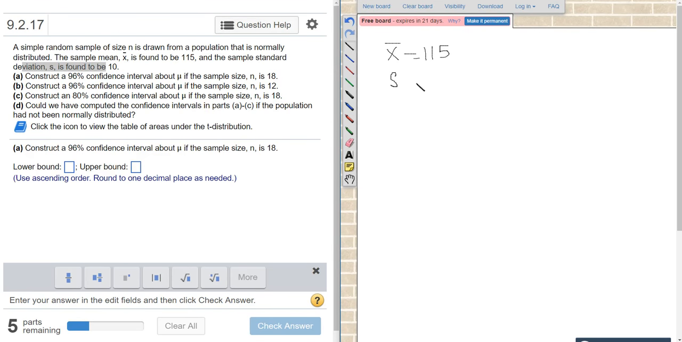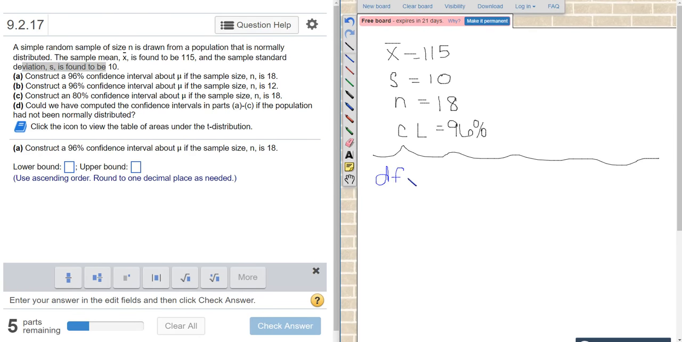So based on this information, I should be able to do some calculations to get the rest of what I need. Based on n, I should be able to find the degrees of freedom. The degrees of freedom are always n minus 1, so in this case it would be 17. 18 minus 1 is 17. I need alpha. Alpha is always 1 minus the confidence level, so in this case it would be 0.04, 1 minus 0.96. I'm going to do alpha over 2, so division, that would be 0.02.